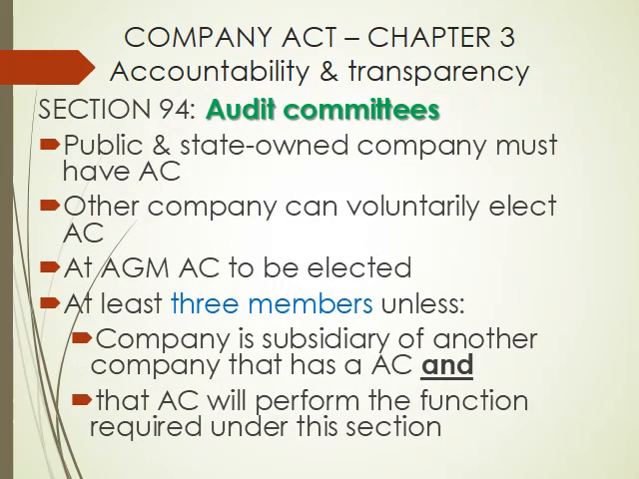Okay, so section 94 is the requirements for an audit committee. Okay, remember we said that public and state-owned companies must have an audit committee. Okay, any other company can voluntarily elect an audit committee. The audit committee is elected then at the AGM. Okay, it needs to have at least 3 members unless this company is a subsidiary of another company that has an audit committee. Then it could decide to have fewer members of the audit committee, or it could be that the holding company's audit committee then acts as the audit committee of this company as well.